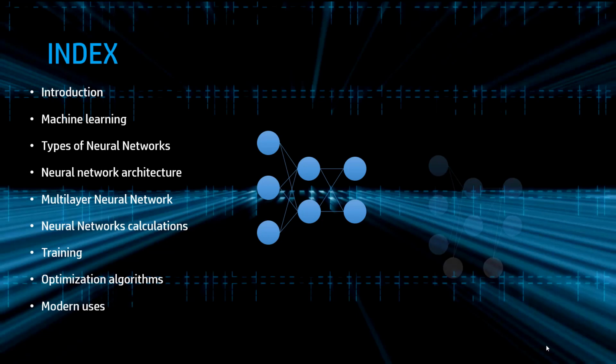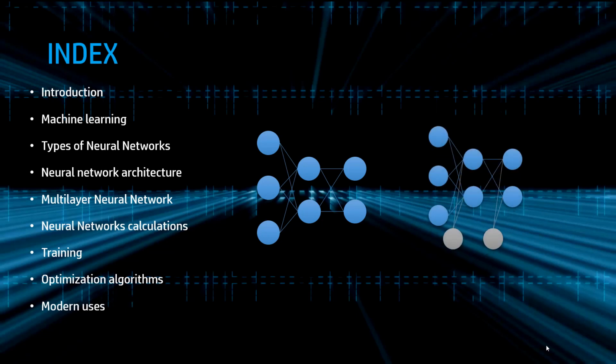Here we have an index of what we'll be covering. Firstly, we'll talk about neural networks and their fundamentals, then the types of neural networks, the architecture of them, the multilayer neural networks that will deeply introduce these networks, and we will also be seeing the calculations we must do for updating and training the neural network. And then finally we'll learn how to train our neural networks.